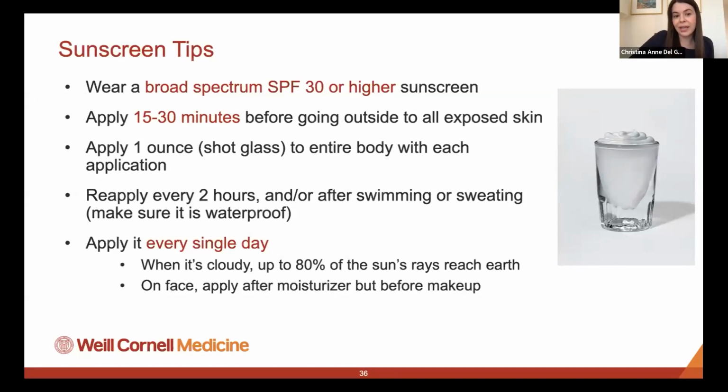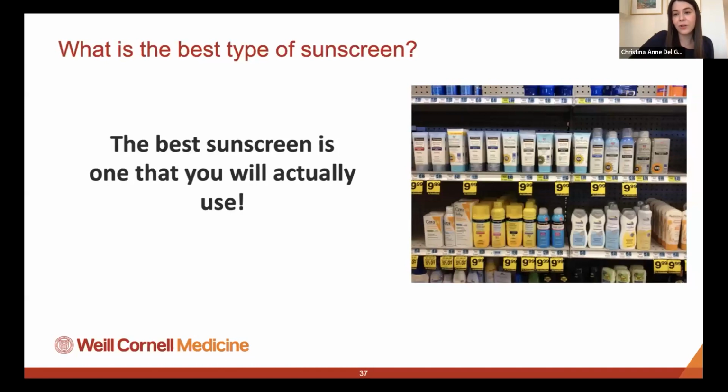And when to apply it. For the face, you want to apply it after moisturizer, but before makeup. The more you build a habit, the easier it'll be. And then I often get asked, what is the best type of sunscreen? And truly the answer is one that you will actually use and use consistently.